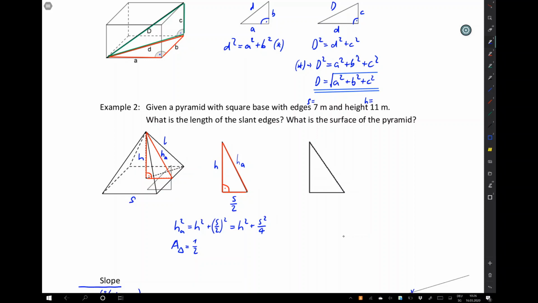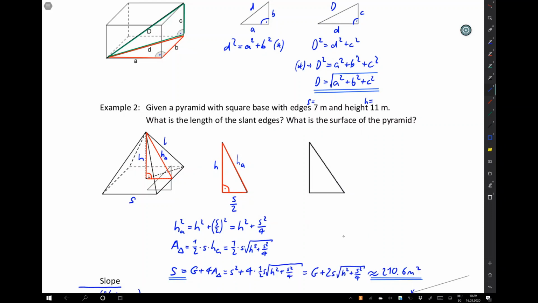And for the area of the triangle, we get it is 1/2 times s times hA, which is equal to 1/2 times s times the square root of h squared plus s squared over 4. And so we get for the total surface, base face plus 4 times the area of the triangle, so s squared plus 4 times this here, and we get in the end, when we insert the numbers, approximately 210.6 meters squared.